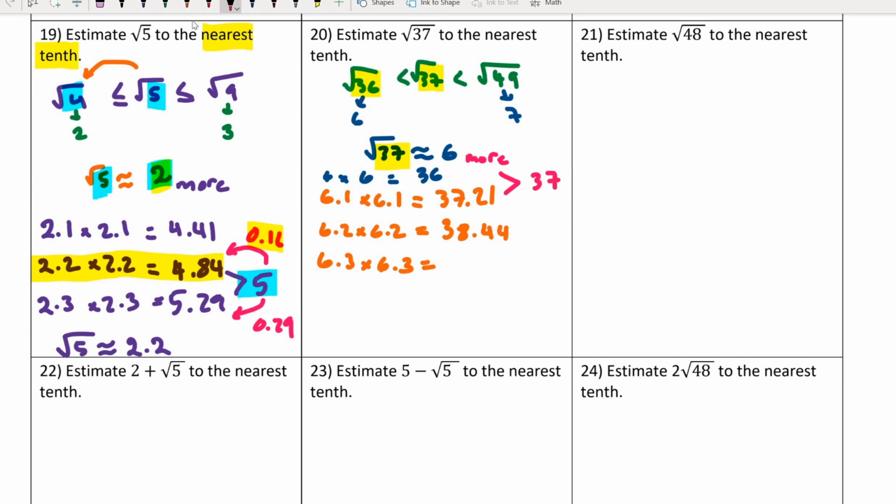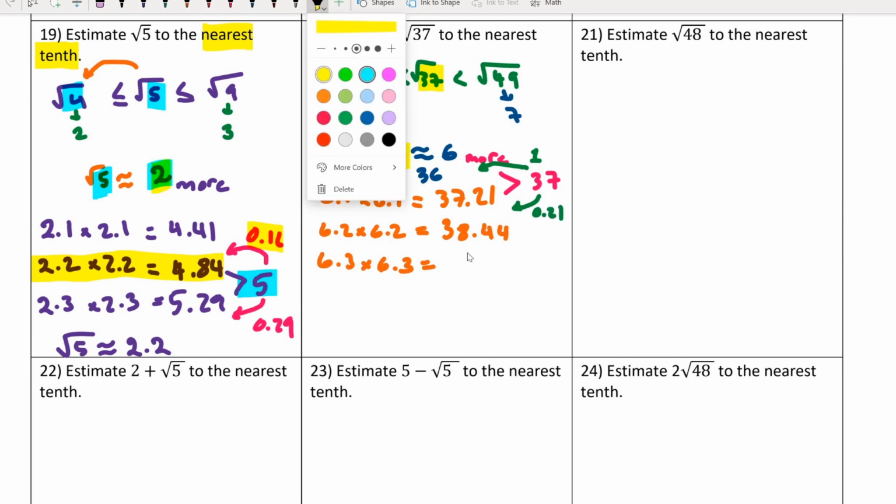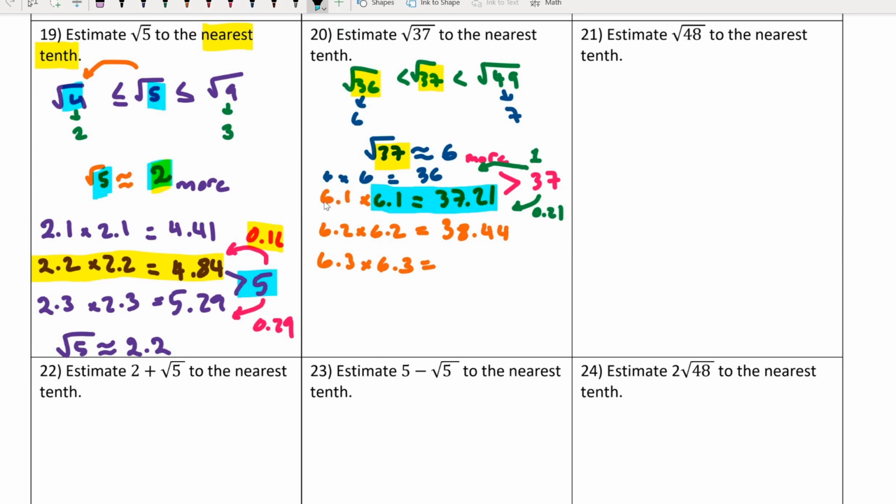37 is here. So which is closer to 37? 37 to 36 is 1 whole unit away, but 37.21 to 37 is only 0.21 away. So our answer will be the closer number, which is 6.1. So the square root of 37 is approximately 6.1. We actually don't have to do 6.2 earlier.